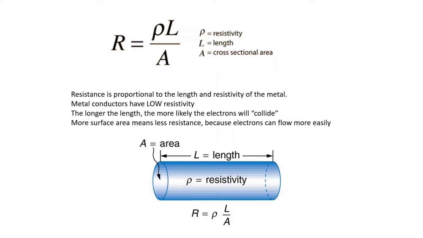Now, copper will have a low resistivity. That's rho, right? So a low resistivity means a low resistance. A high resistivity, for example, would be plastic, an insulator. So metal conductors have low resistivity. The longer the length, the more likely the electrons will collide.